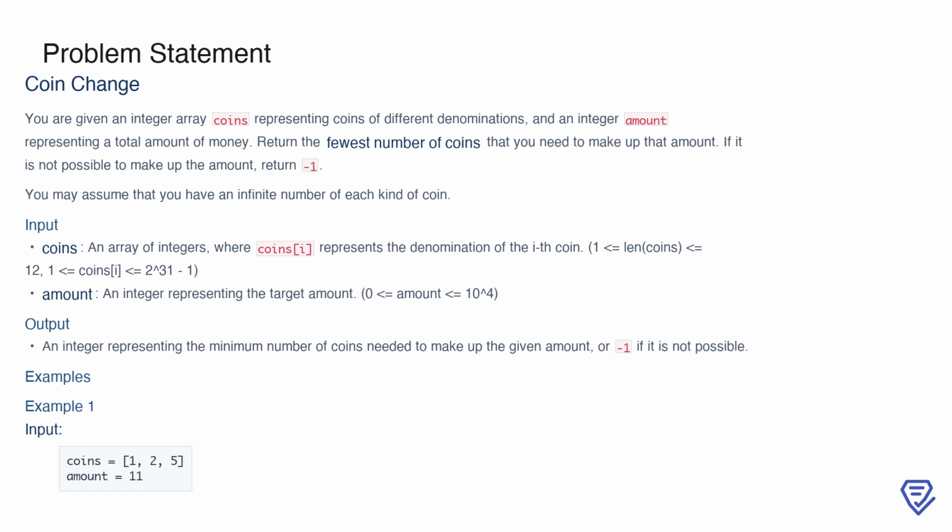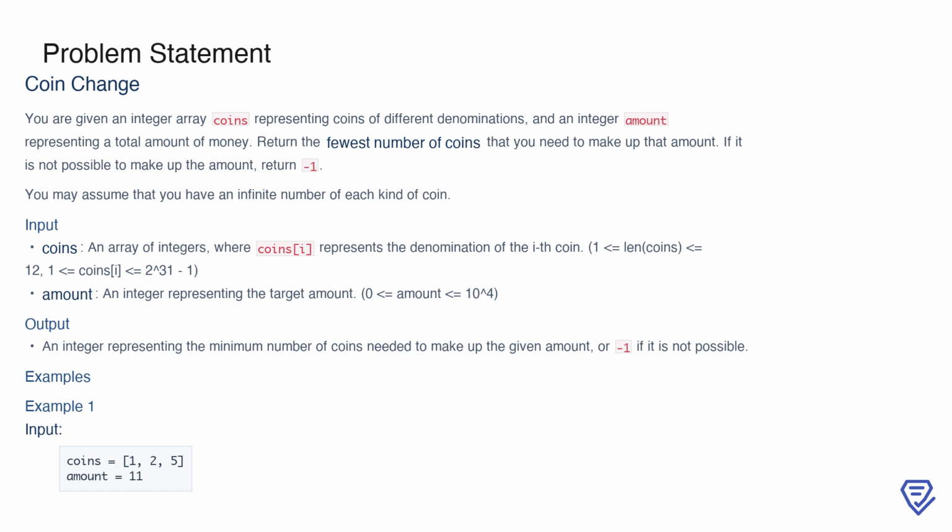Let's dive in. In this problem, you are tasked with finding the minimum number of coins needed to make up a given amount of money. You are provided with an array, coins, which represents the denominations of the coins available, and an integer, amount, which is the target value you need to achieve. If it's not possible to make up the amount using the given coins, you should return -1. Importantly, you can assume that there is an unlimited supply of each type of coin.